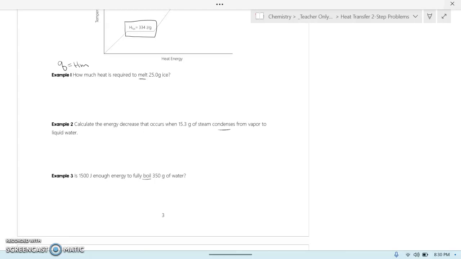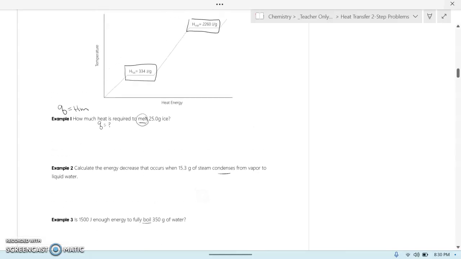How much heat is required to melt 25 grams of ice? So heat is Q, but we don't know it. But we know we're melting, so that goes along with our heat of fusion, which is this constant 334, and we know our mass. So we've got Q = 334 joules per gram times 25 grams. And easy as that, the heat required to melt it at the melting point is 8,350 joules.